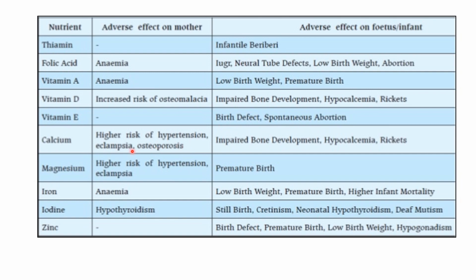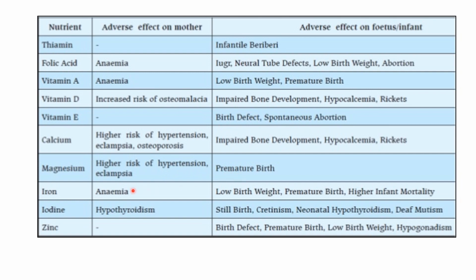Chance for eclampsia is there and chance for osteoporosis is also there for the mother. And for the baby, it may produce impaired bone development, hypocalcemia and rickets. And magnesium, if you are not giving adequate amount, there is a chance for hypertension and eclampsia for the mother, and there is a chance for premature birth for the baby.